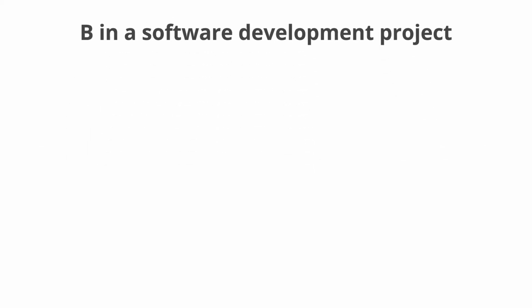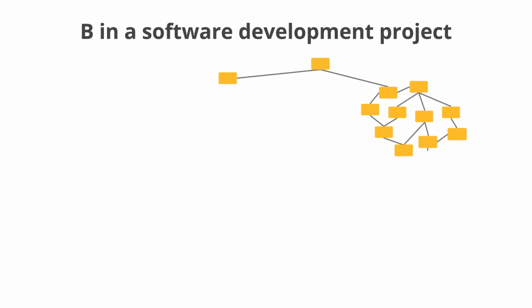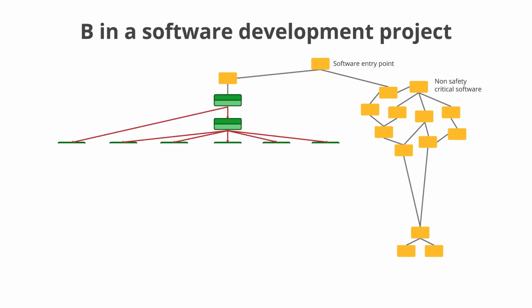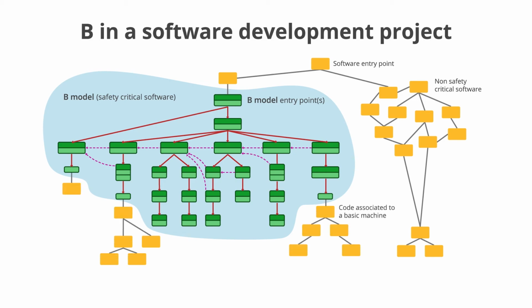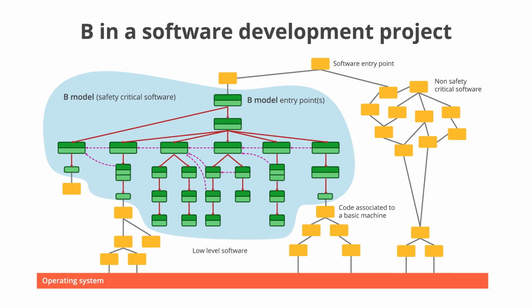Let's consider a software which has to integrate a B software for its safety-critical part. It has an entry point and contains code related to the non-safety related part. It is connected to a B software through the operations appearing in the top-level component. Then the B software is connected to basic machines. Basic machines ensure a connection with low-level software and possibly the underlying operating system.